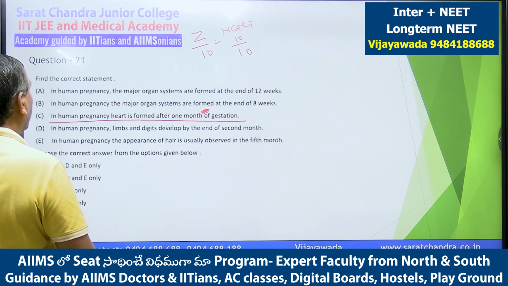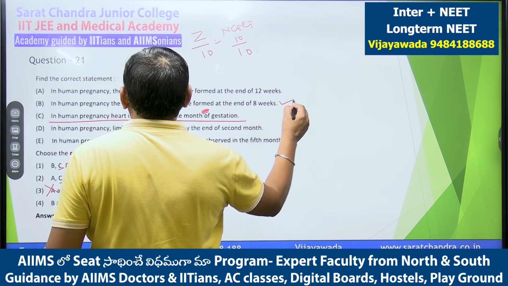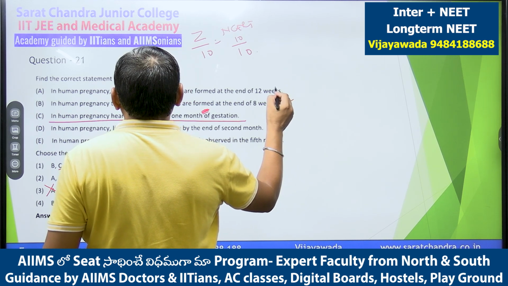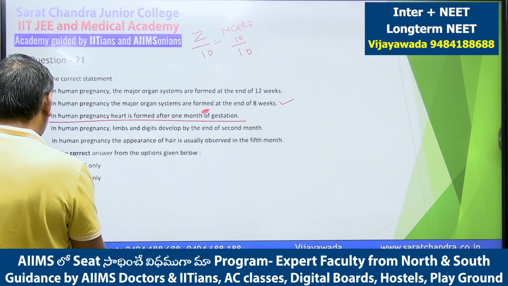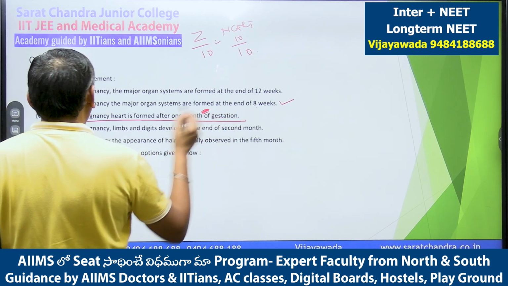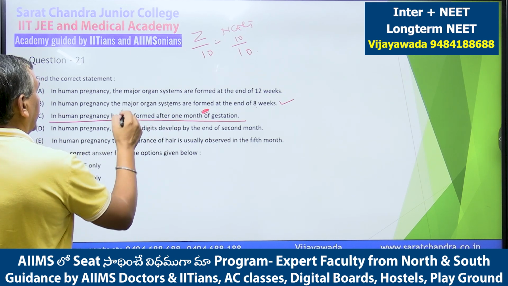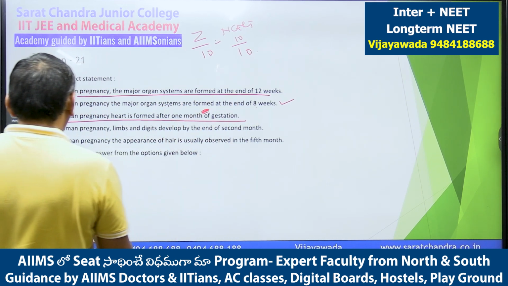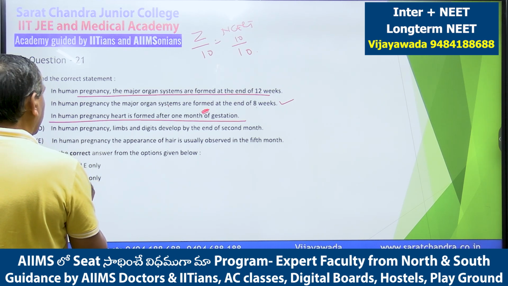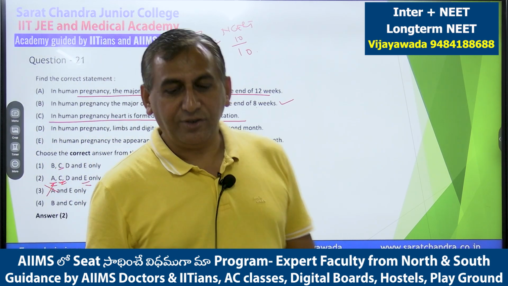Now in human beings, in human pregnancy, the major organ systems are formed at the end of 2 months. This is also correct. This one is the 5th month. So how many correct? A is correct. B is not correct because the major organ system is formed at 5 months, that is the end of the first trimester. Both lines are from NCERT. So B is not there, C is correct, D is also correct, and E is also correct. Here you have to follow the Bhatti, you know, Bhatti.